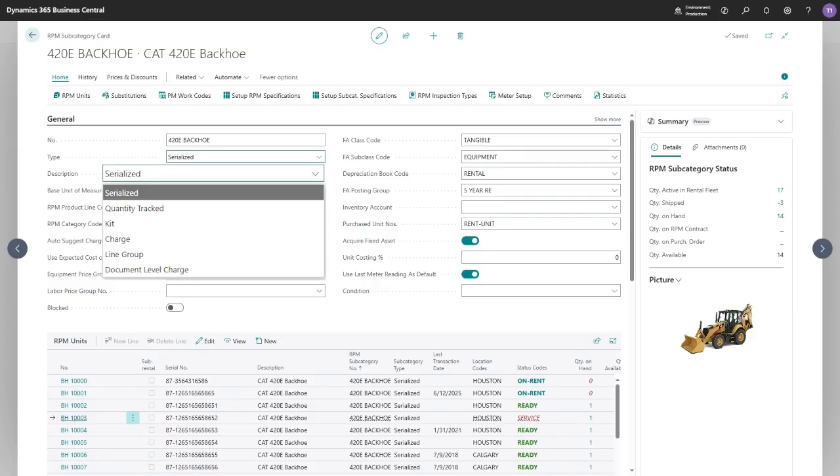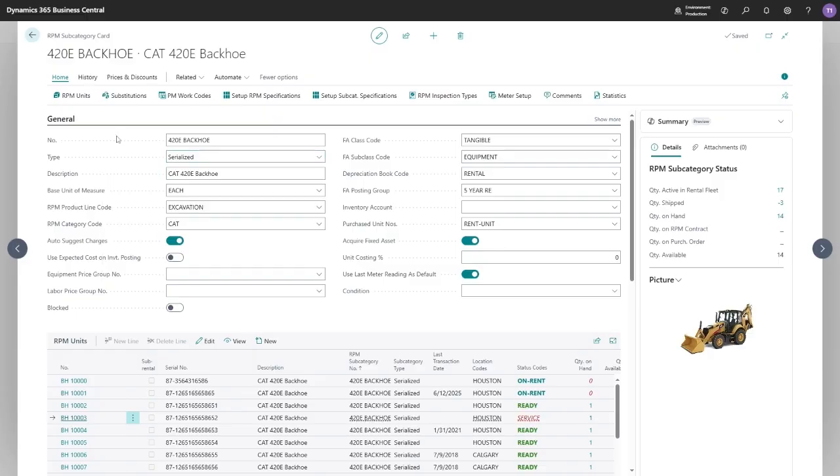And then lastly, we have what's called a document level charge. Document level charge is used for processing anything that is a percentage of, let's say, the rental, like damage waiver insurance, or maybe some sort of environmental fee that you might need to charge that is a percent of that rental. So those are the different types of subcategories we have. And once again, this is a serialized one, which is where we can see all of the individual units and their own unique serial numbers.